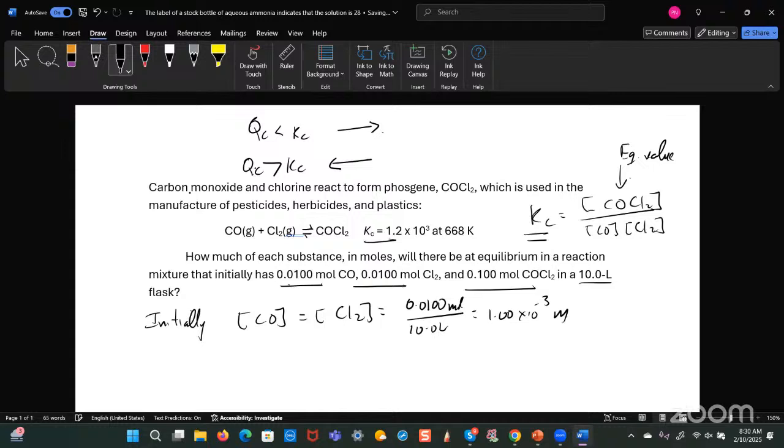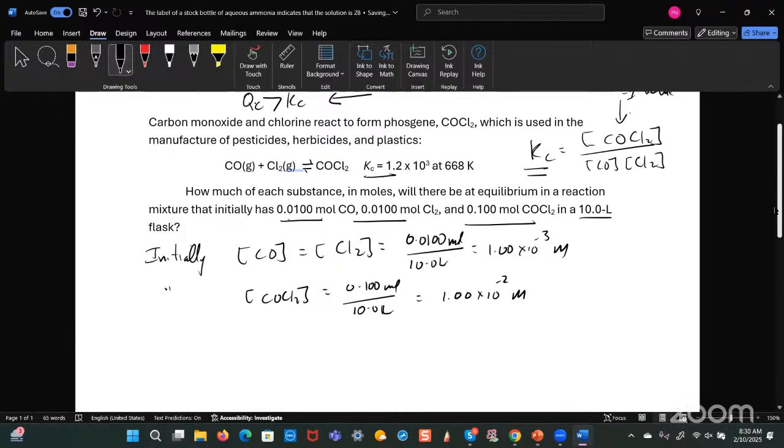And then initially, the concentration of COCl2 will be equal to the mole value, 0.100 moles divided by the same volume, 10.0 liters. And that would be equal to 1.00 times 10 to the minus 2 M. So these are the initial concentrations of all the different components in the system. Now, what we need to do is find Qc.